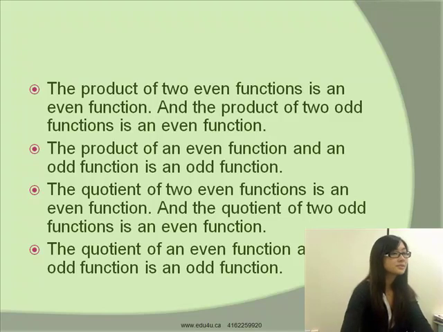The product of two even functions is an even function, and the product of two odd functions is an even function. The product of an even function and an odd function is an odd function. The quotient of two even functions is an even function, and the quotient of two odd functions is an even function. The quotient of an even function and an odd function is an odd function.